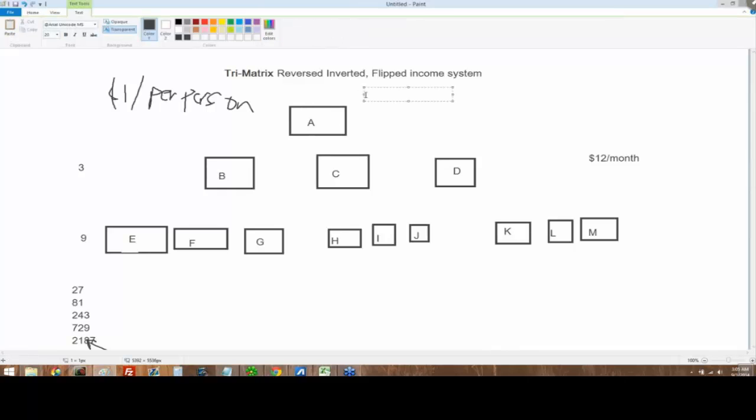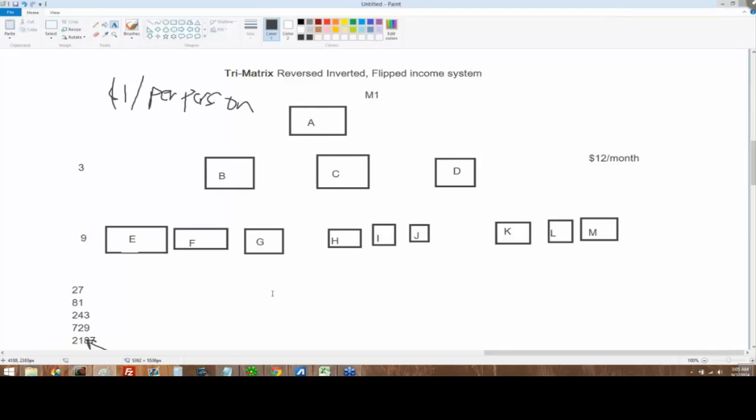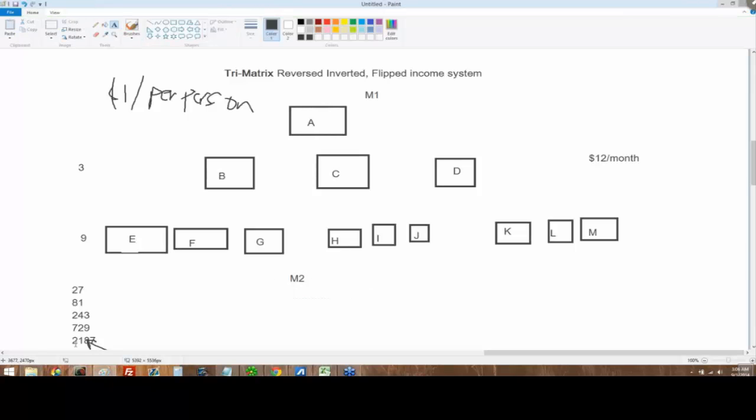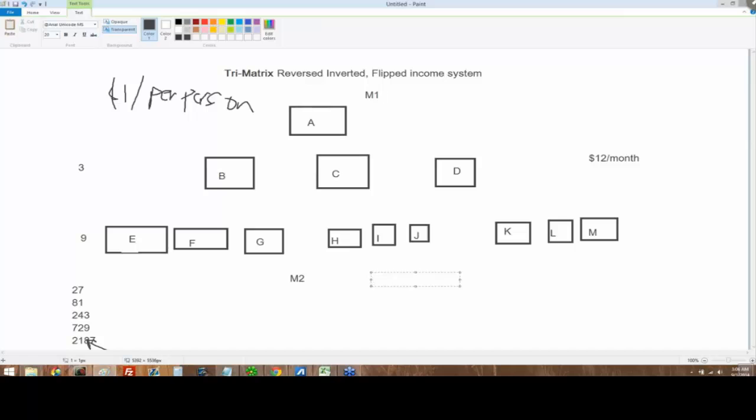So here's what happens. At the same time that this matrix exists, we'll call this M1, there's a second matrix that exists, called M2. And M2 is an exact opposite. It's a flipped or inverted system compared to M1. So the guys at the bottom in these 2187 people, we actually begin with them. So in the next matrix, M is going to be at the top, and then A is going to be at the bottom. That makes sure that these people who are at the bottom are going to be making some money as well.